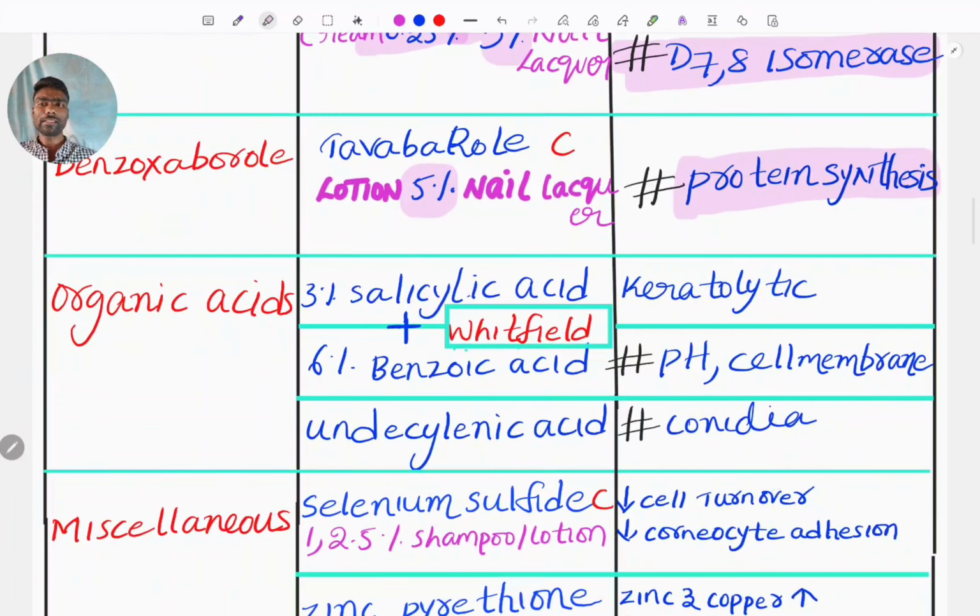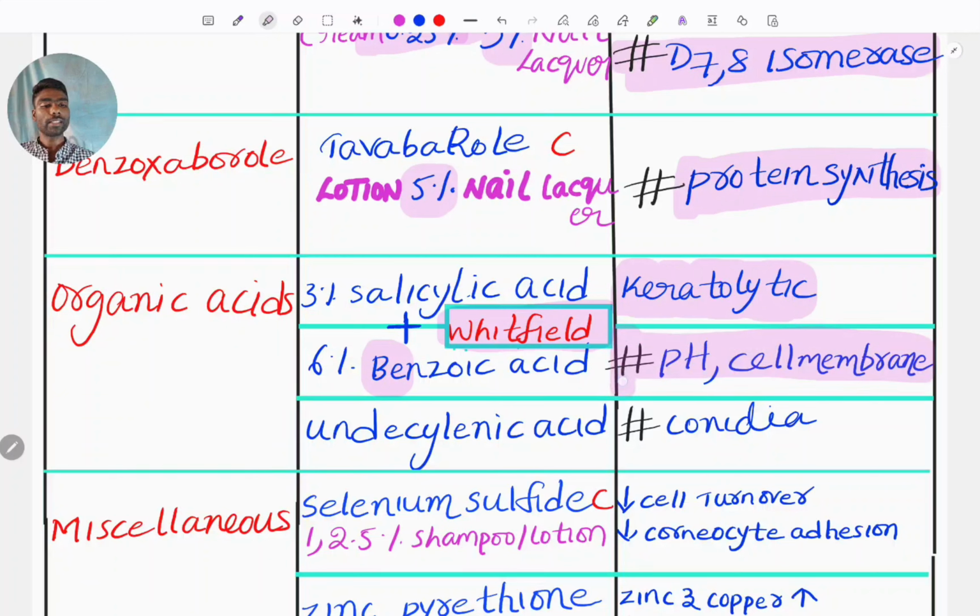Now coming to organic acids, salicylic acid 3%, benzoic acid 6%. This combination is nothing but Whitfield. Salicylic acid is a keratolytic. Fungus feeds on keratin. No food for fungus. It is also an antifungal. Benzoic acid is both antifungal and antibiotic also. It alters pH and acts on cell membrane.